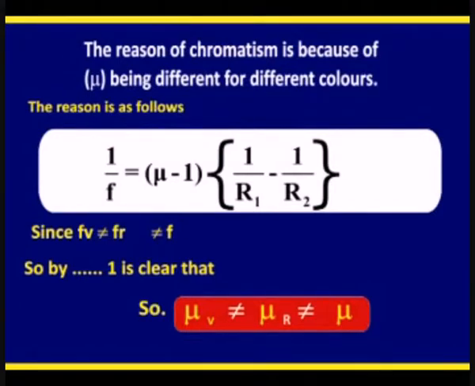Now please see, 1 by f equals mu minus 1, into 1 by r1 minus 1 by r2. Since fv is not equal to fr is not equal to f, it is clear that mu v is not equal to mu r is not equal to mu.